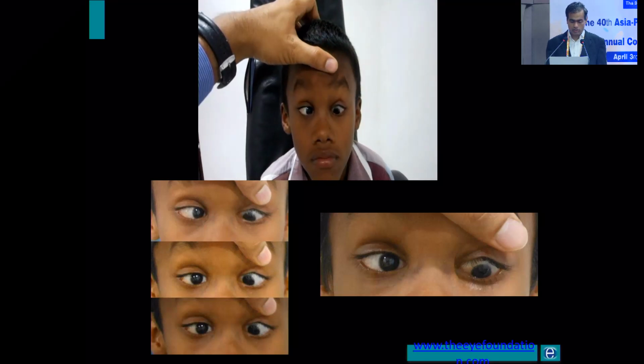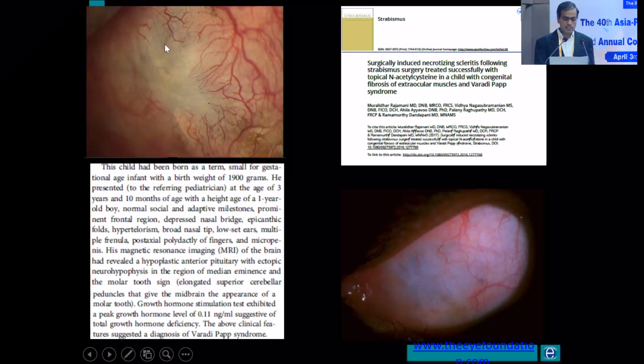He also developed another complication, which is a surgically induced necrotizing scleritis. I had also tackled the superior oblique. In addition to the recess-resect, I had done a Burke tenotomy of the superior oblique.